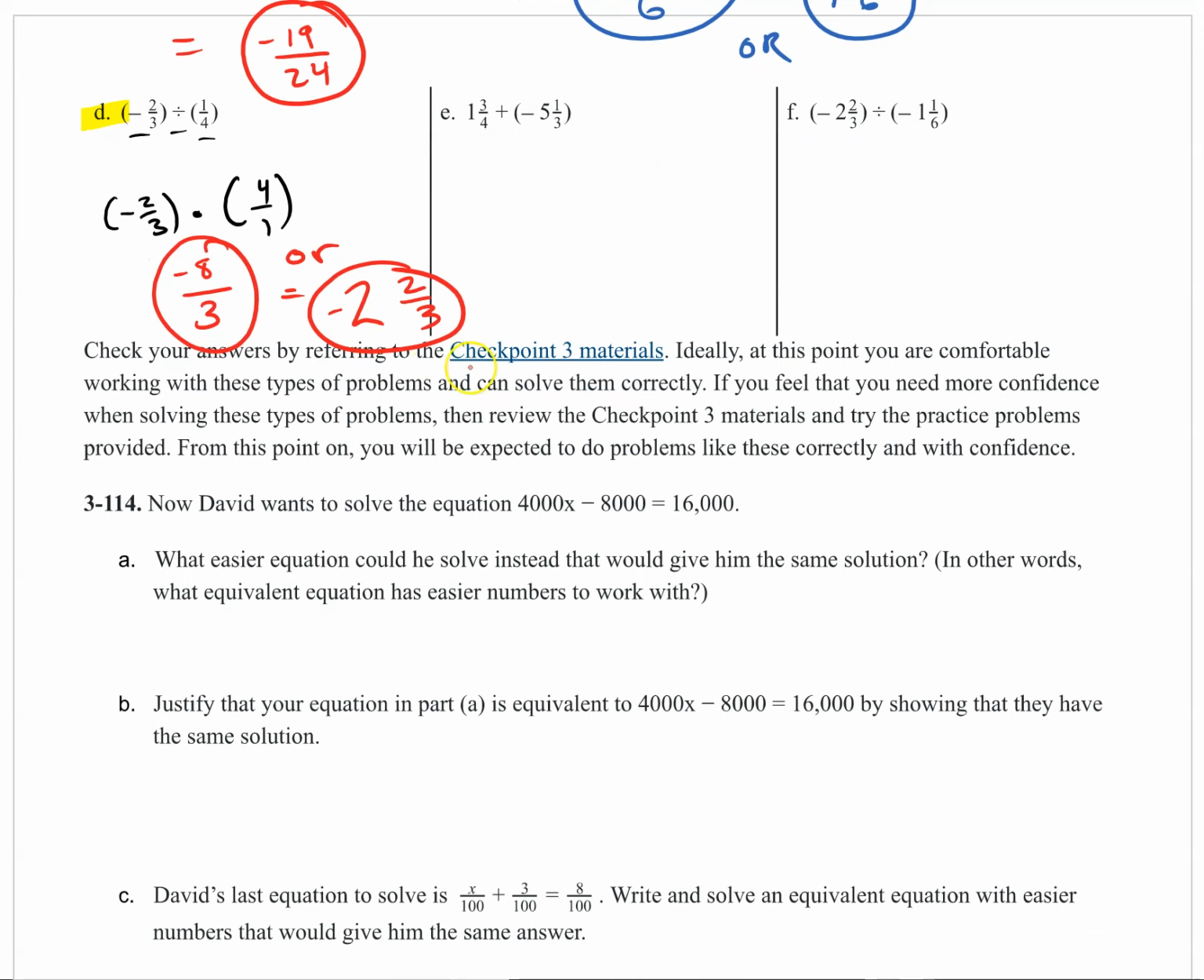You can check your answers by referring to the checkpoint 3 materials. That's in the textbook.